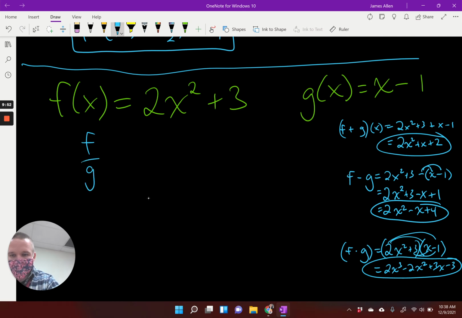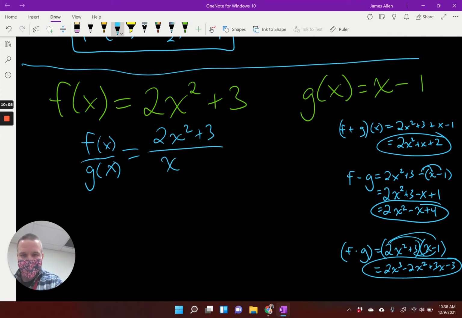How about f divided by g? I'll do this notation now. So if I have that one, there's really two parts, right? First off, it's just 2x squared plus 3 divided by x minus 1.